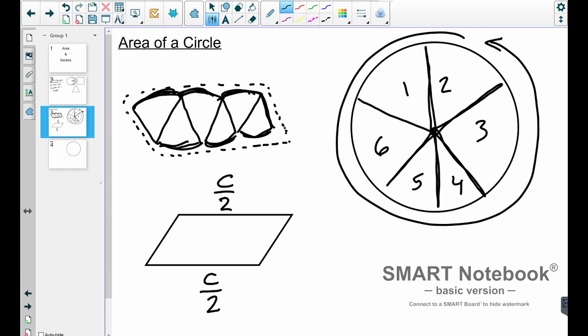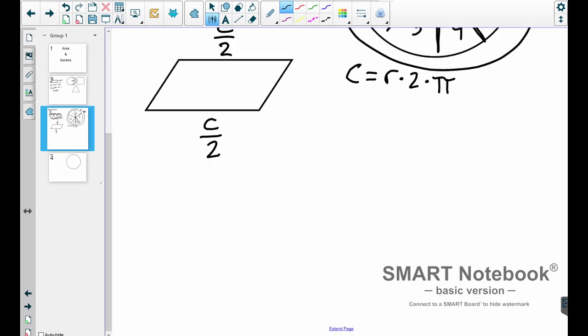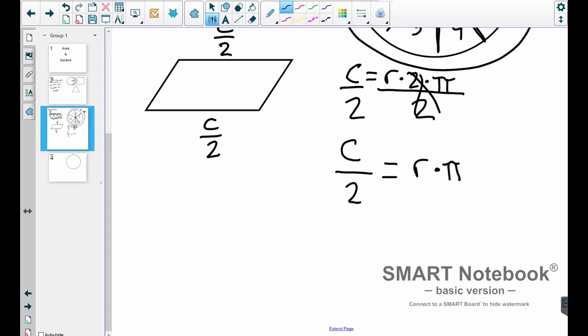Let's think about what we use our formula for a circumference. So circumference is equal to radius times 2 times pi. And if we wanted to get circumference over 2, let me extend this page a bit, we could just divide both sides by 2, right? So we divide both sides by 2. Now we're left with the circumference divided by 2. And over here, we cancel out our 2's, and we're left with radius times pi.